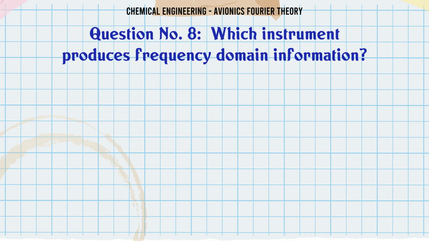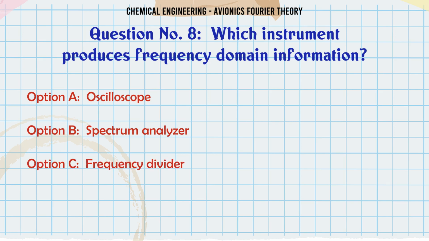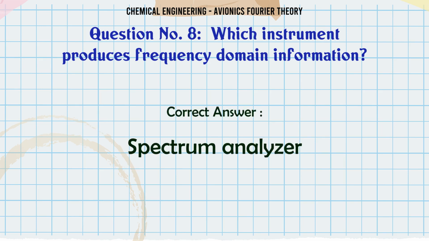Which instrument produces frequency domain information? A. oscilloscope, B. spectrum analyzer, C. frequency divider, D. beam analyzer. The correct answer is spectrum analyzer.